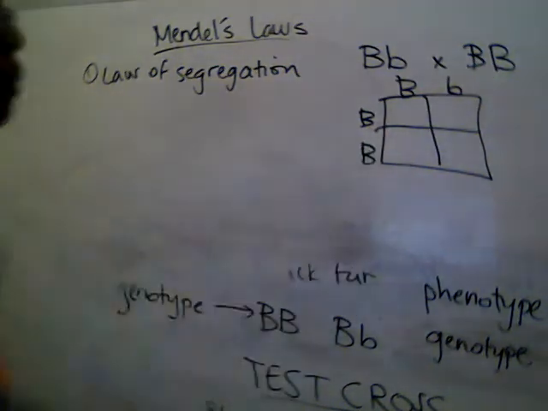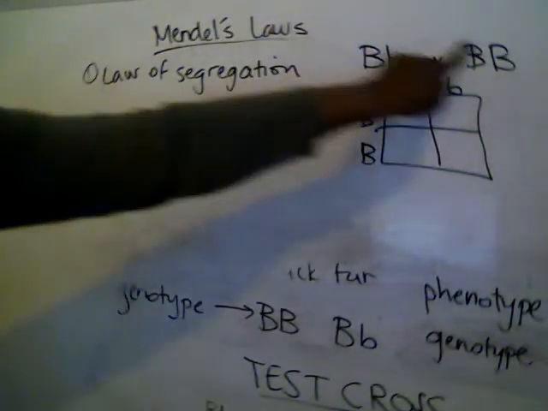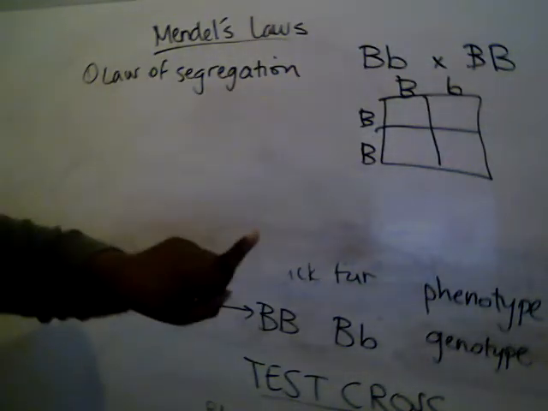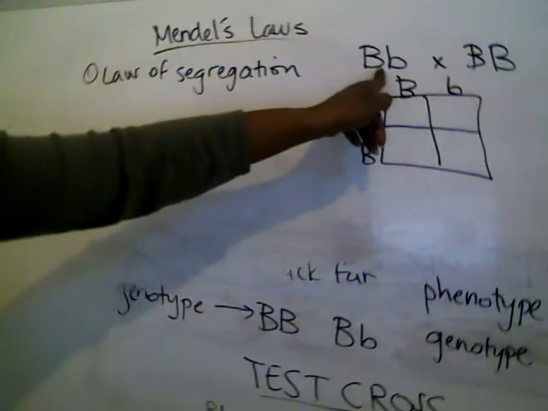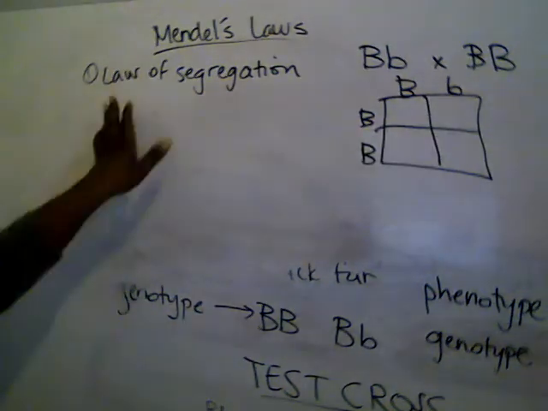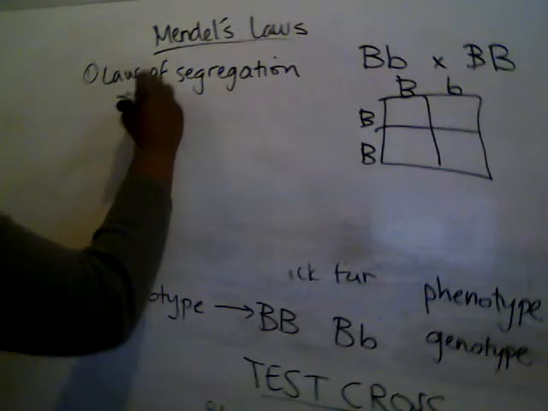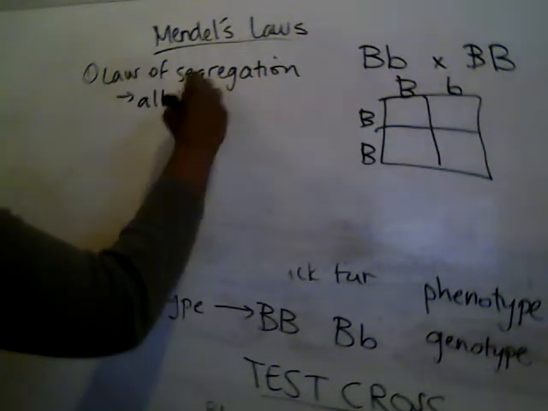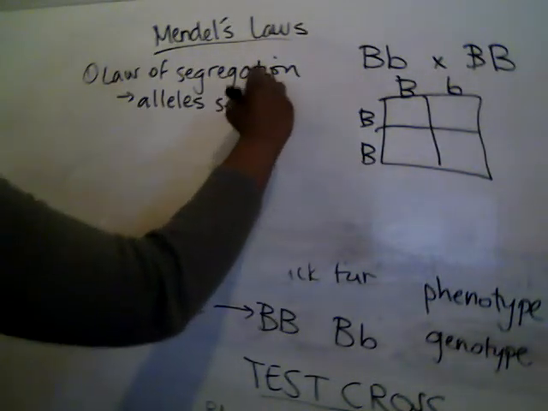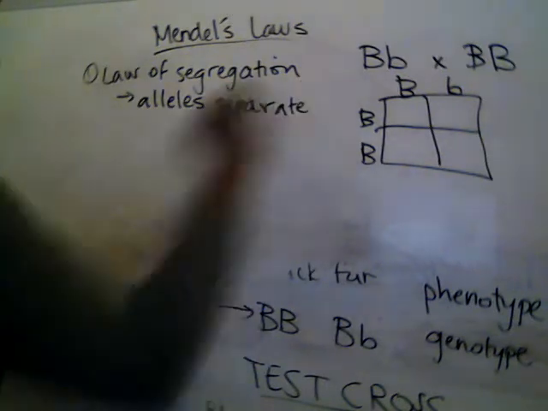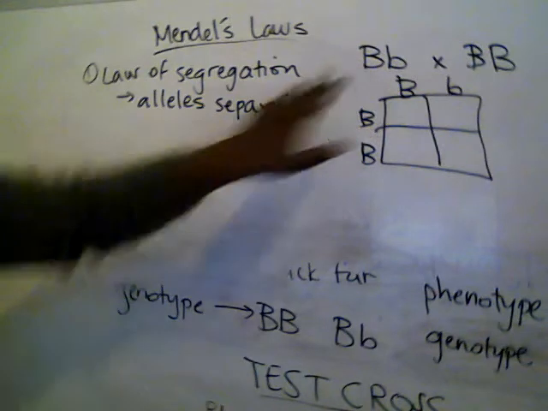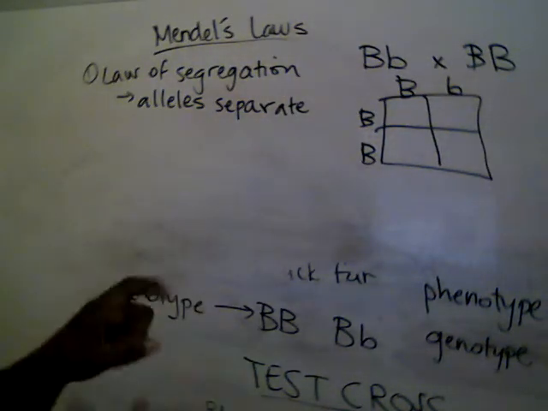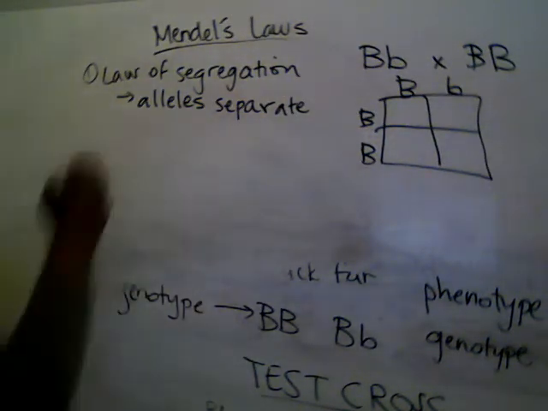And so what actually happens when we do our Punnett squares is that each parent is only giving one allele. So this parent could either give a big B to this child, or this parent could give a little b. So the law of segregation is just the idea that alleles, or our letters, separate. So in a parent, even though a parent may be big B, little b, it can only pass on one of those alleles. Those letters have to separate.